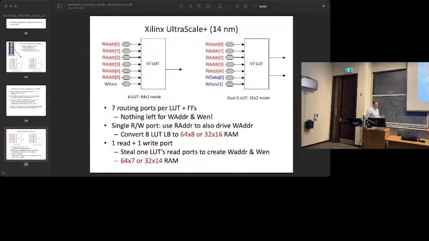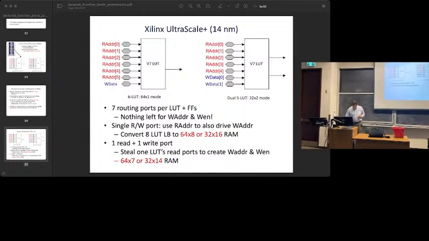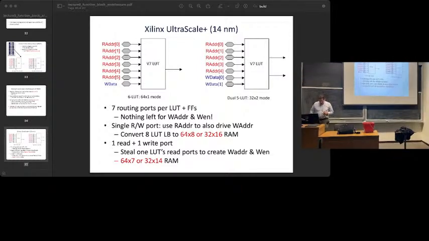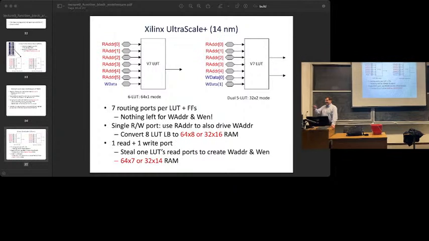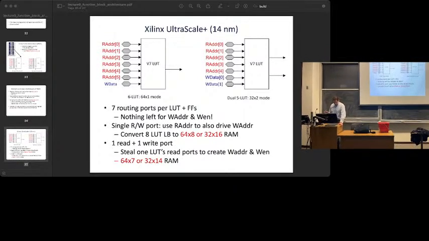Okay, so what they do is, I think, kind of clever. So if it's single read-write port, maybe this is what you were actually saying. Sorry, I didn't fully understand what you were saying. So actually, you got the right answer for this. One of the things they do is if it's a single read-write port, so single port RAM, they can basically use this read address as the write address as well. Okay, so that case works.